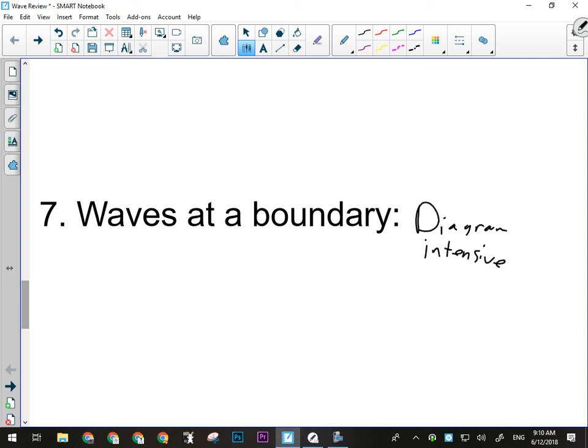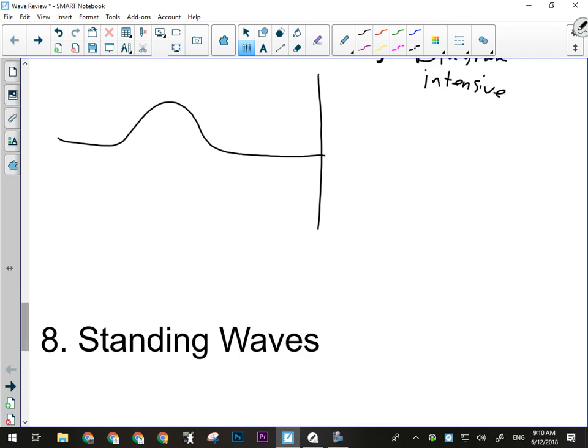If I have a wave, maybe I should draw a better wave than that. Okay, if I've got a wave encountering that boundary, how do I know, based on its after picture, whether the second boundary would be more or less dense? Right, so I look at the reflection. If it's more dense, the reflection will be inverted. If it's less dense, then it will be upright and usually small.